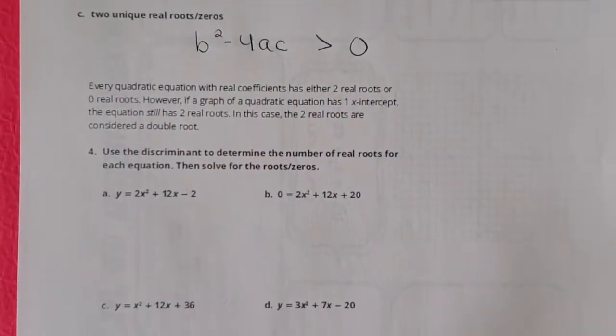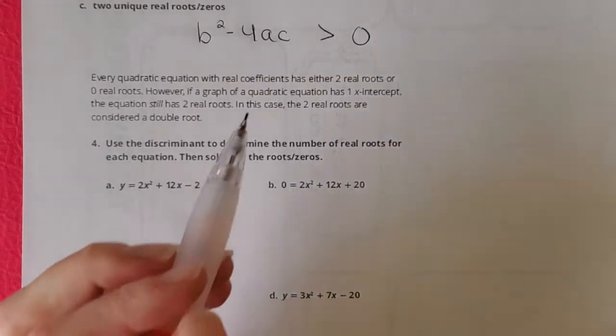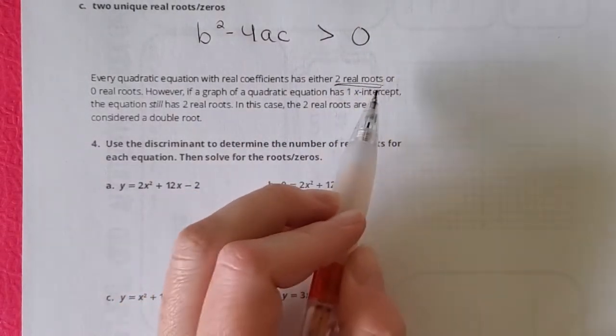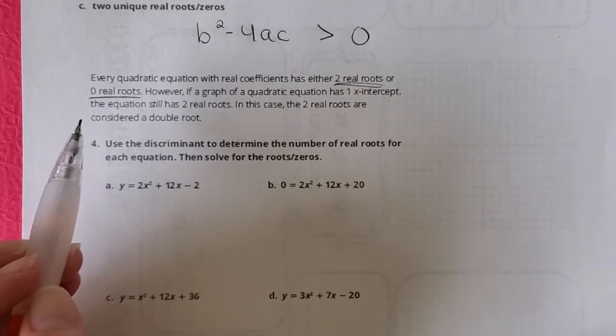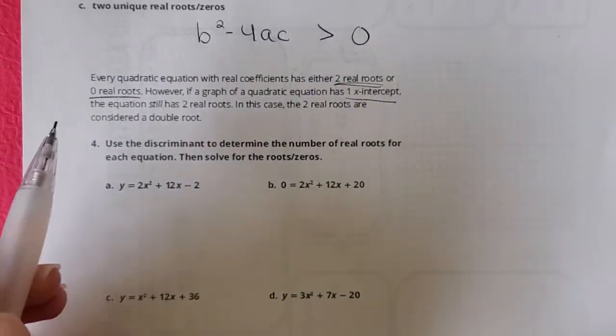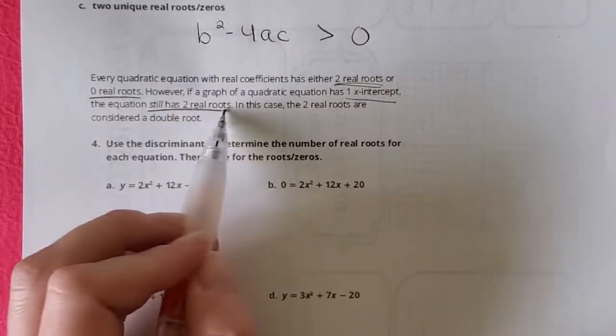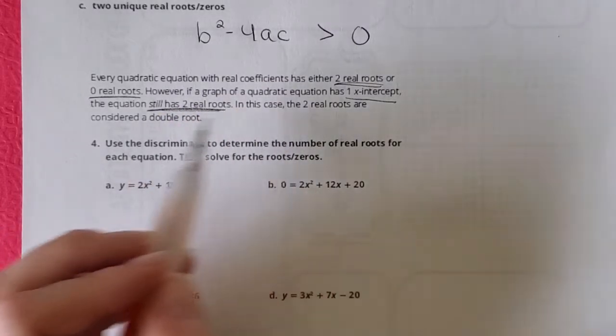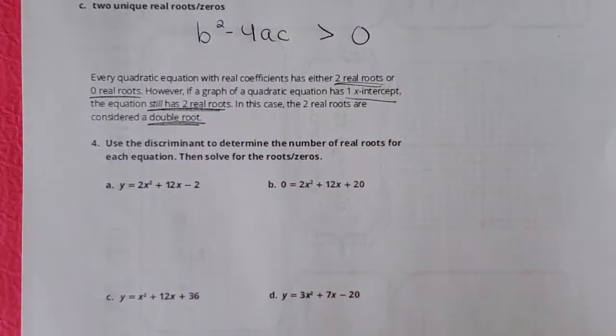Every quadratic equation with a real coefficient has either two real roots or 0 real roots. However, if the graph of a quadratic equation has one x-intercept, the equation will still have two real roots. These two real roots are considered a double root.